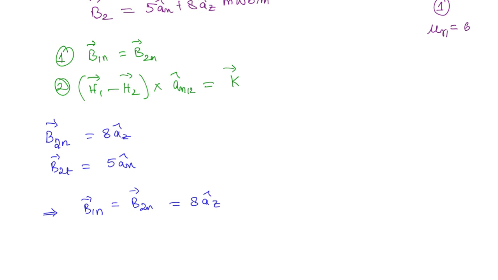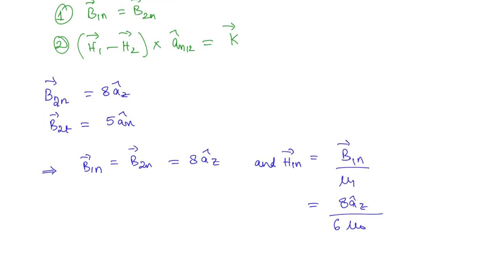We want H1 bar as well as B1 bar. So we can write H1n bar, this will be B1n bar divided by mu 1. So this is going to be B1n bar, which we found out to be 8az cap, divided by mu r1, which is 6 into mu naught. Now we will find the tangential part. For that we will use the second equation.